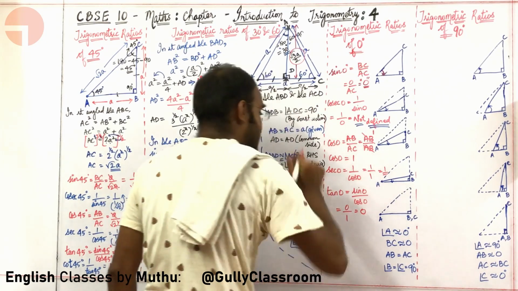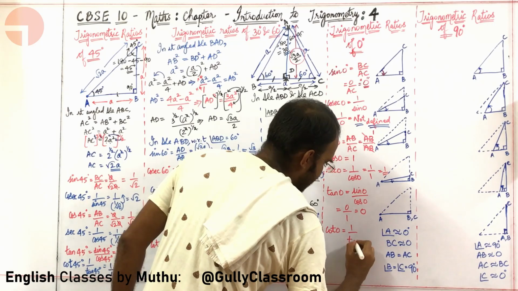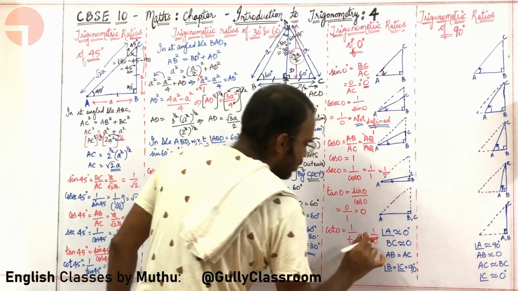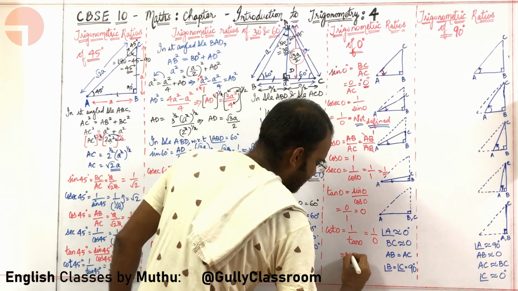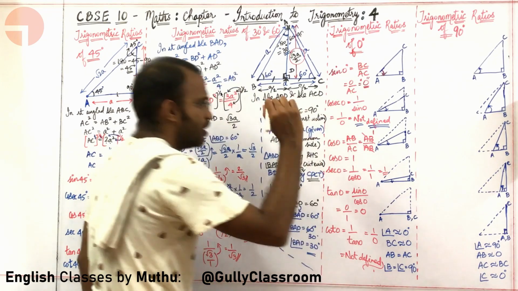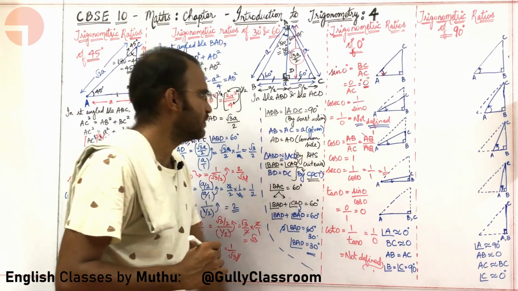Once more, what is the reciprocal of tan 0? Cot 0 is the reciprocal of tan 0. I need to substitute the value of tan 0 over here, which is 0. 1 by 0 is nothing but not defined. Okay, sir. I am very comfortable with this. Cot 0 is 1 by 0, which is not defined.